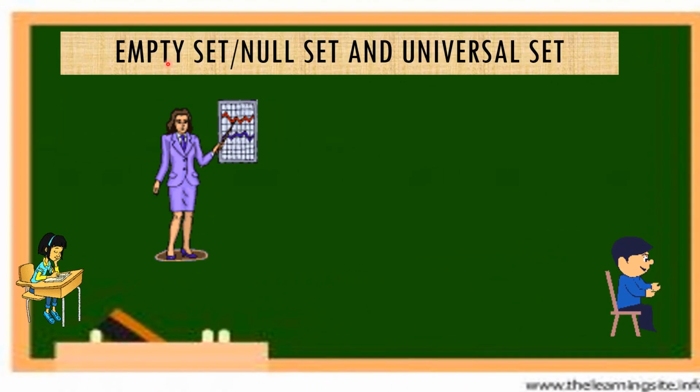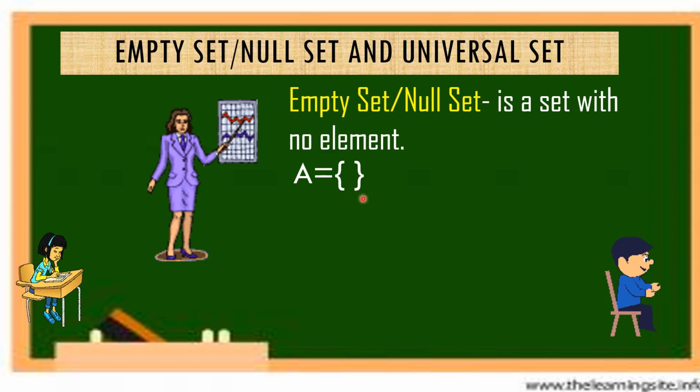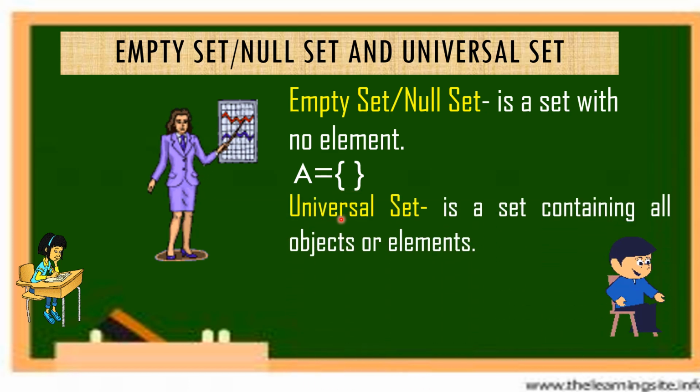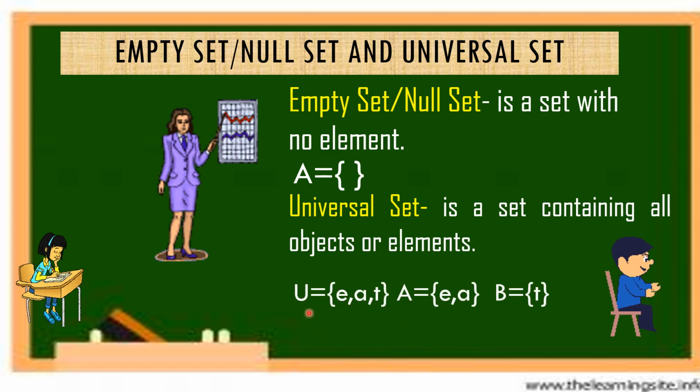Empty set or null set and universal set. Empty set or null set is a set with no element. So A is a set with no element. So this is a symbol for empty set. So we have a universal set is a set containing all the objects or elements. We have the universal set U, whose elements are E, A, and T.